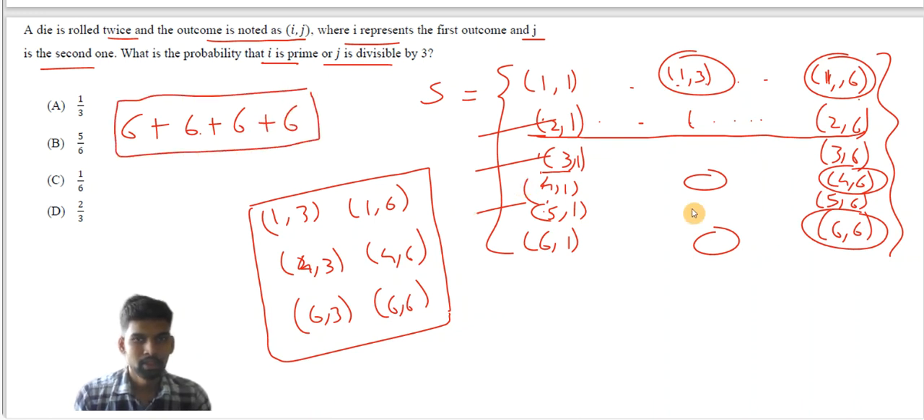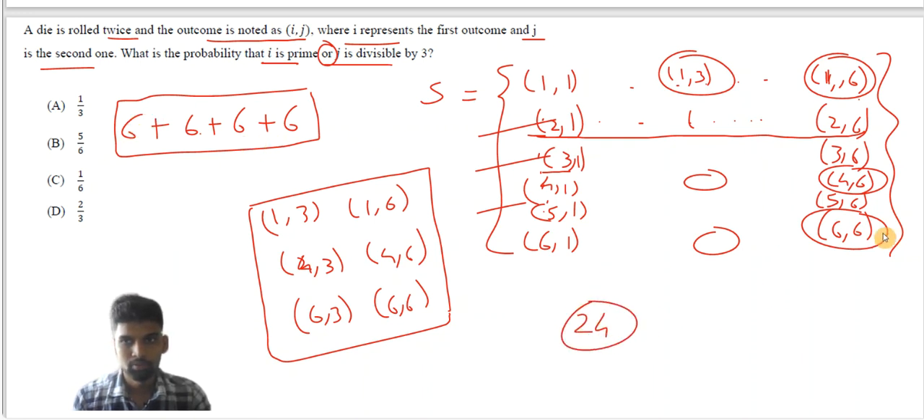Okay, because as per the second condition, they have mentioned "or". So what we need to take is the union of this, meaning all these points as well as these points. So what we will get is 6 plus 6 plus 6 plus 6, meaning the points from this, that is 2 comma 3, 2 comma 6, they will also come. But when we take the union, we will be left with only 24 unique points.